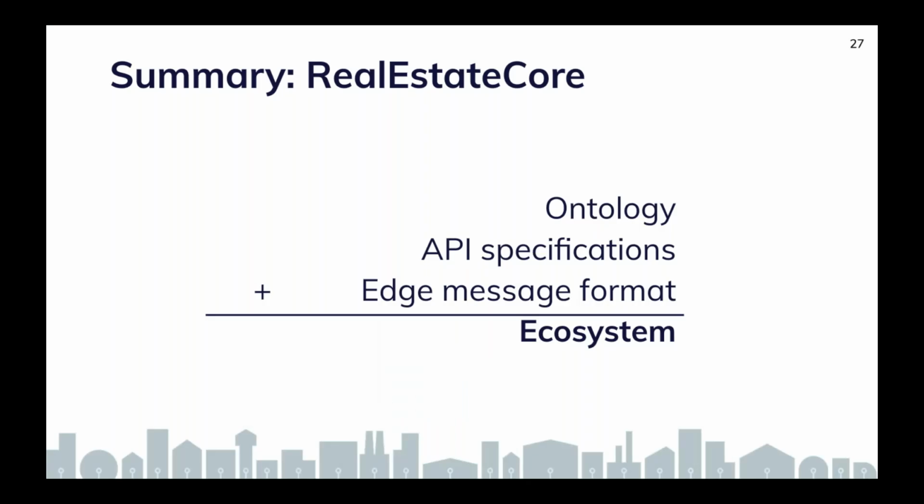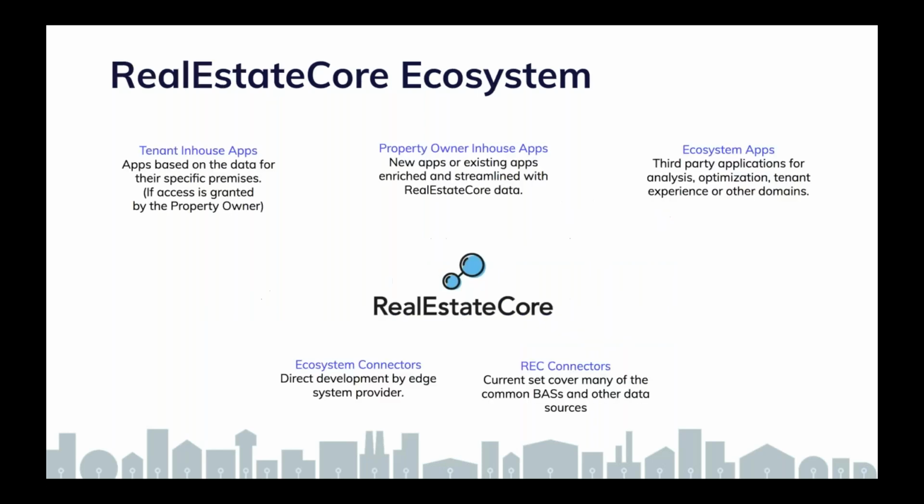So, in summary, RealEstateCore is the ontology. I mean the data model, the data schemas, which is important. It's also the API specifications and also the edge message format. And those together, and then of course with some connectors and code, that will be that. We actually have the prerequisites to actually start getting an ecosystem going. So that is actually the purpose of RealEstateCore, to actually get an ecosystem.